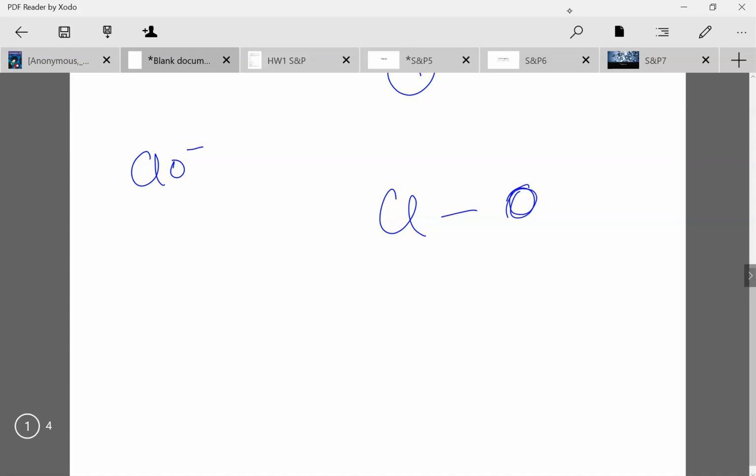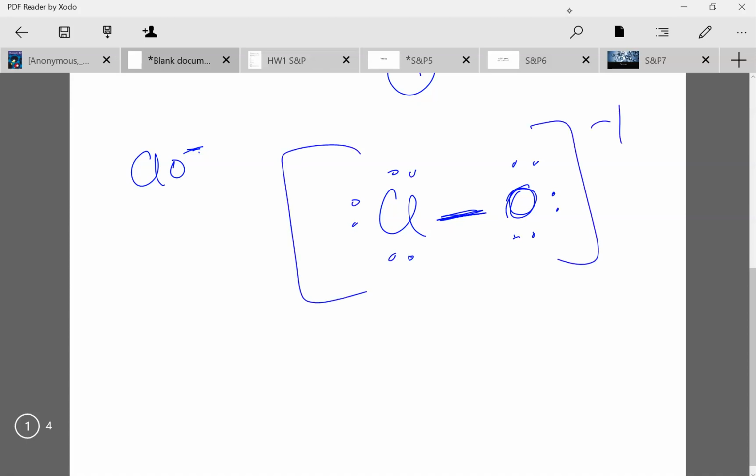Here you have 7 plus 6 is 13 plus 1, 14 electrons. So 1, 2, 3, 4, 5, 6, 7, 8, 9, 10, 11, 12, 13, 14. This entire thing has a charge of -1. Let's see how that charge is distributed.